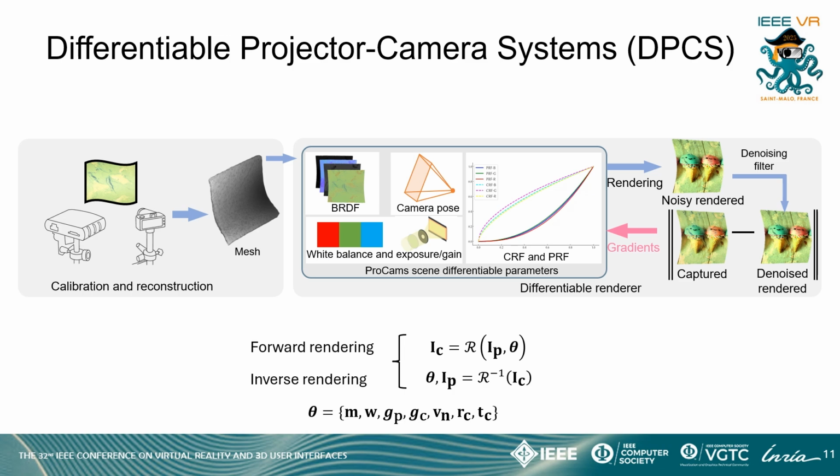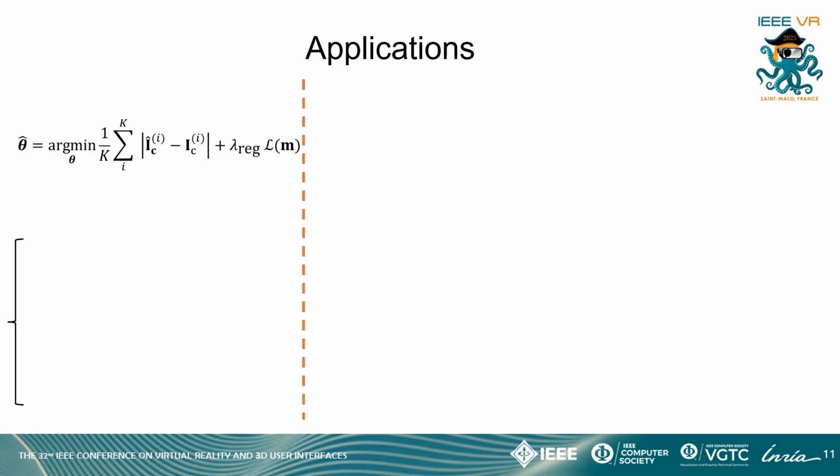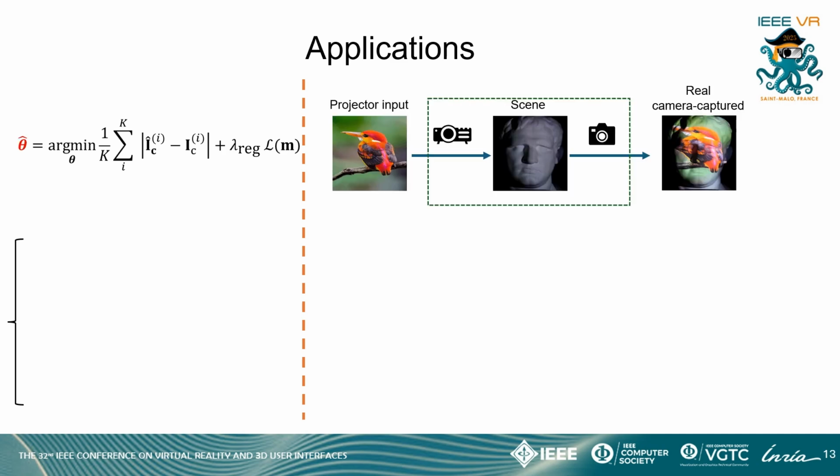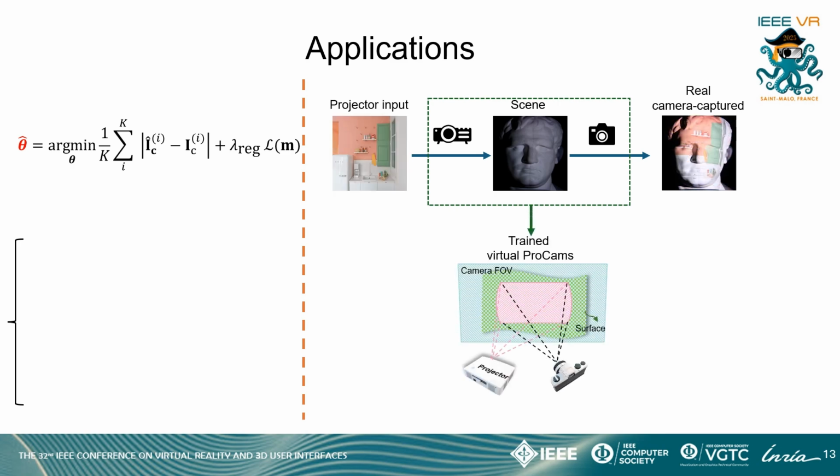Then this setup can be leveraged in a gradient-based optimization to minimize the pixel loss between the denoised rendered images and the real camera-captured images by differentiating with respect to scene parameters theta. Once we use this analysis-by-synthesis optimization described above to estimate and obtain the optimal scene parameters theta hat, we end up with a virtually trained ProCam setup.